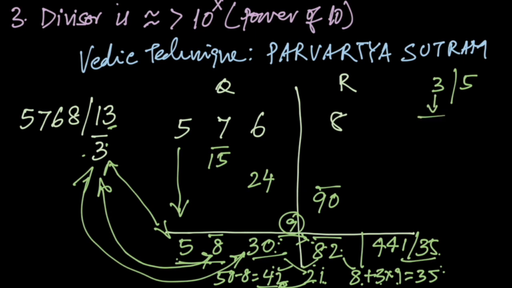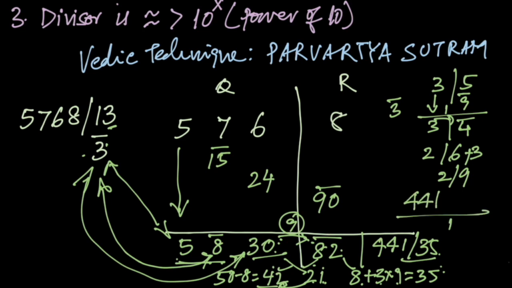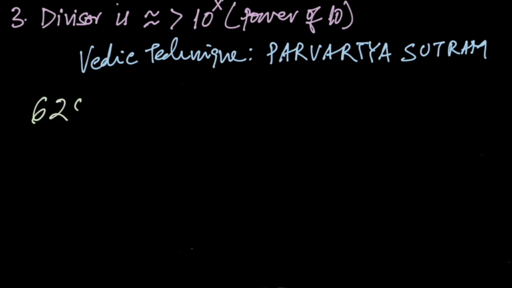Now 35 is more than 13, so we will find the quotient and remainder again by dividing 35 by 13, which comes out to be 2 quotient and 9 remainder. So this we have to add to 441. So we have 443 as quotient and 9 as remainder. Let's do one more example.